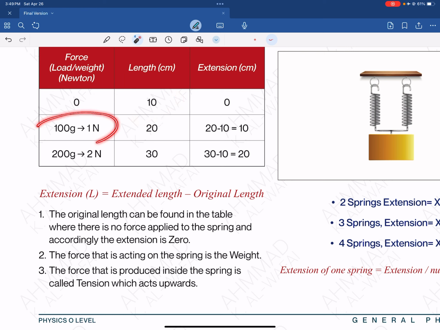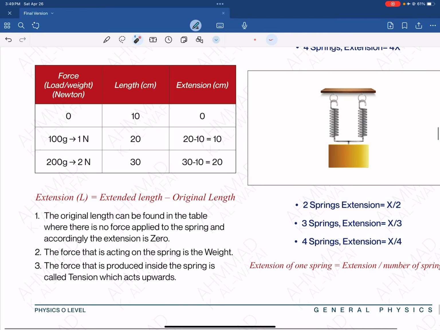You also need to know how to convert from grams to Newtons. The first thing is you divide by 1,000 to convert it to kilograms. That's going to give you 0.1 kilogram. And then you multiply it by the gravity, which in this case was 10, so 10 Newton per kilogram. The kilogram cancels out, and 0.1 times 10 gives you 1 Newton, and so on. Okay, keep that in mind.